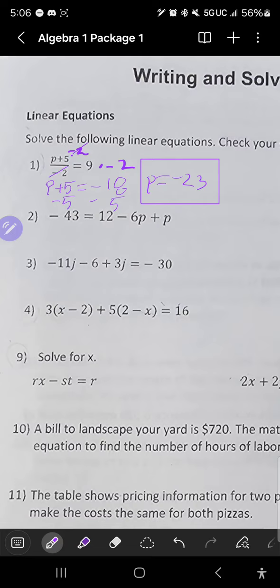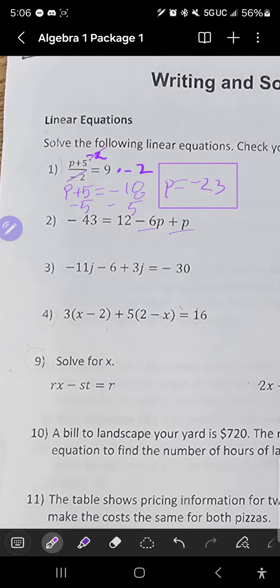Now for question 2. You see that there are two values of p, and there are also two integers. That is the name of the number that doesn't have a variable. So what we want to do in this case is always combine the similar values, to keep the p's on one side and the numbers on the other side. So in this case, we'll say that negative 6p plus p equals negative 43 minus 12, since I subtract 12 on both sides and 12 minus 12 is 0.